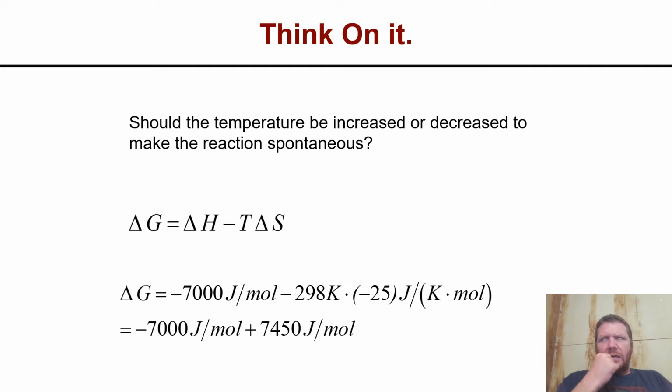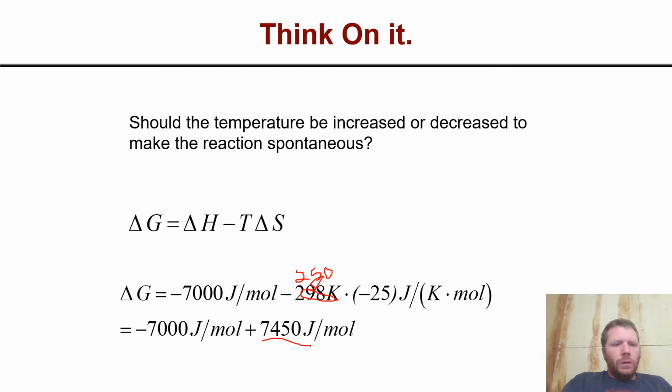Well, let's think about this. With negative 298, to get a positive value from that term we need to get this 7,450 to be lower. So what we would want to do is do this at a lower temperature. For instance, if you plugged in something like 250 Kelvin rather than 298 Kelvin.